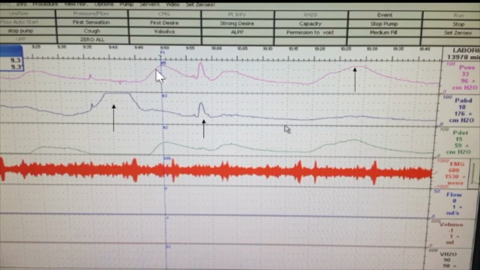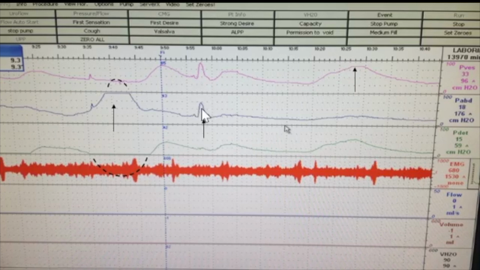So here, as I said, the first line is usually the vesical line, the second line is the rectal line or abdominal line, and the third one is the detrusor line. So here there is no contraction, but there is a smooth wave here. That is a rectal contraction, which is a positive deflection in the abdominal line, and correspondingly there will be a negative deflection in the P det. So you should not mistake it. You should know a smooth contraction means something is happening.